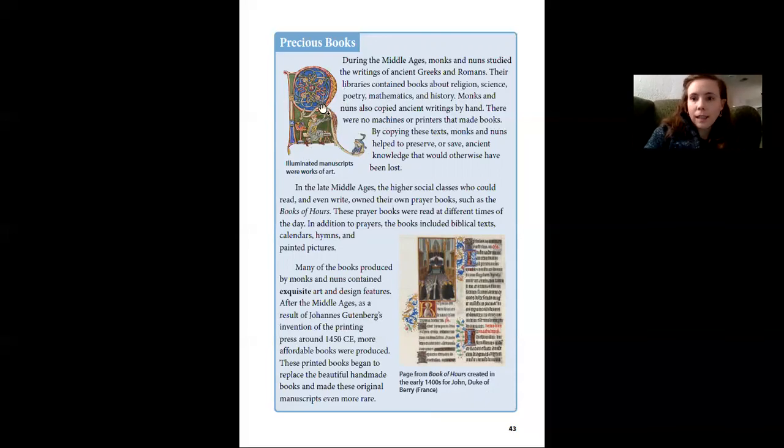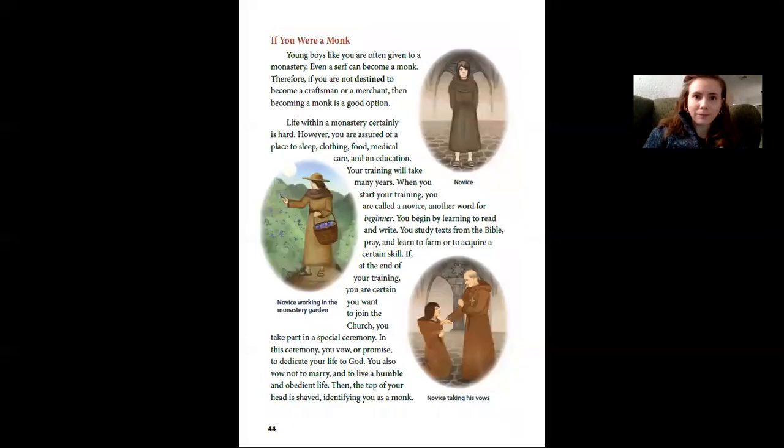So the reason that not very many people were learning to read is because each of these books would take maybe a year to write out. It would be very expensive and there weren't very many. But once the printing press was created, they were able to make more books very quickly, and that allowed them to cost less money.